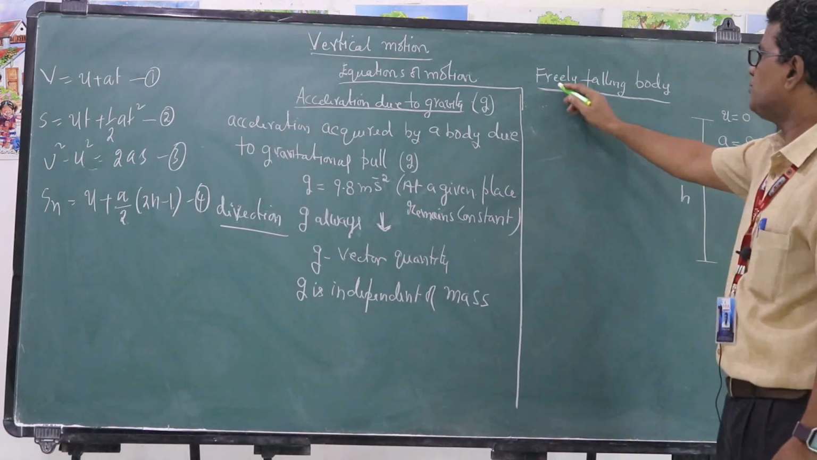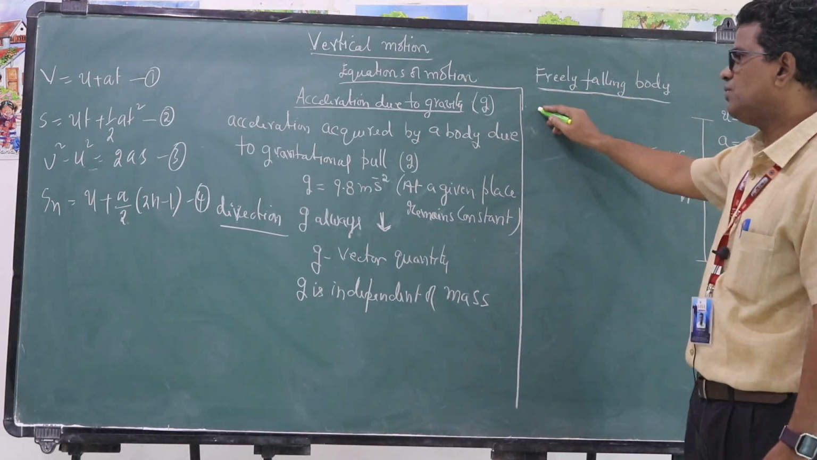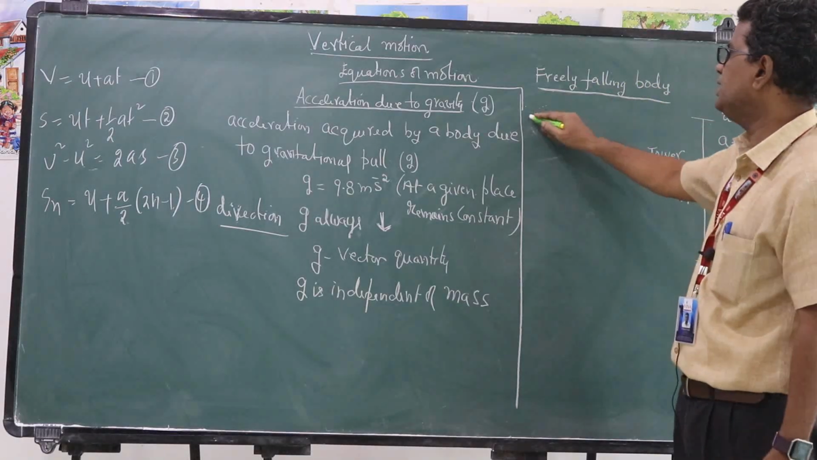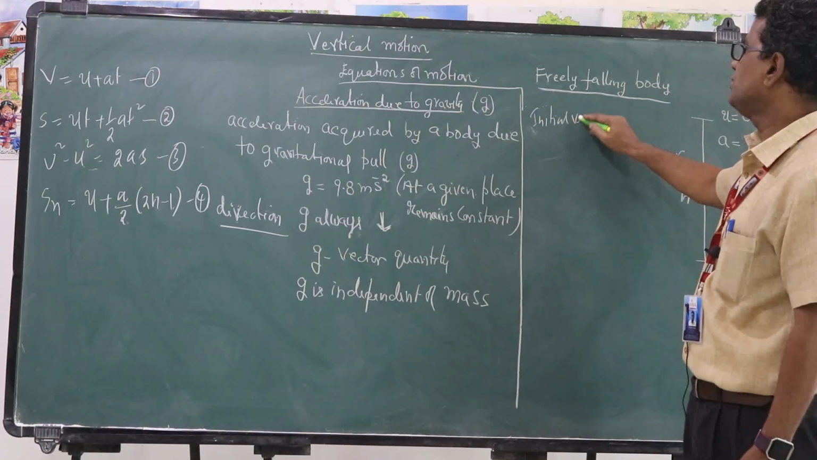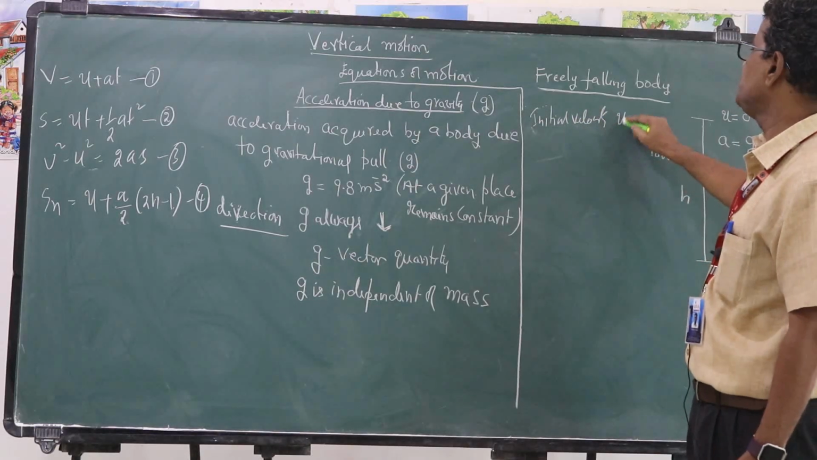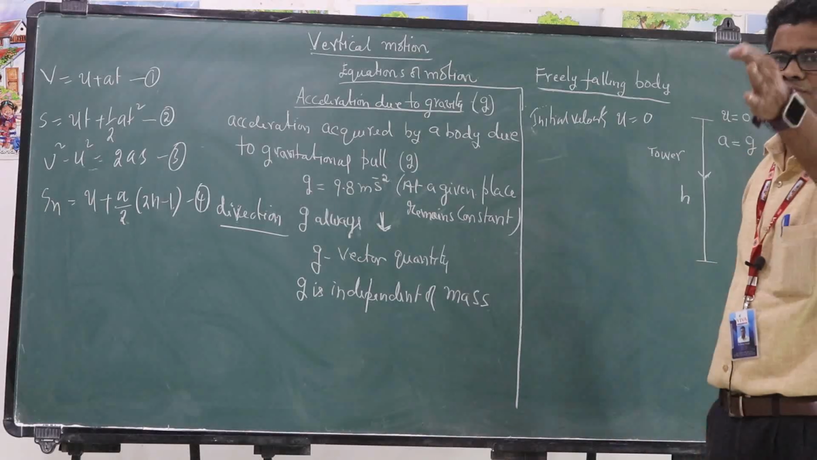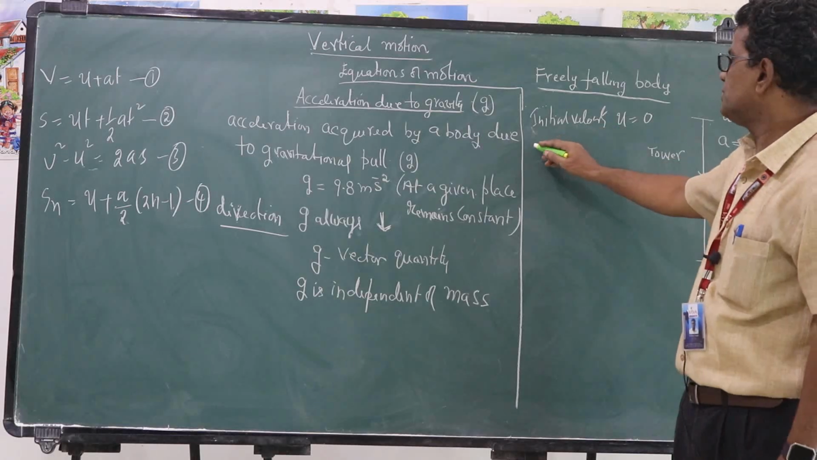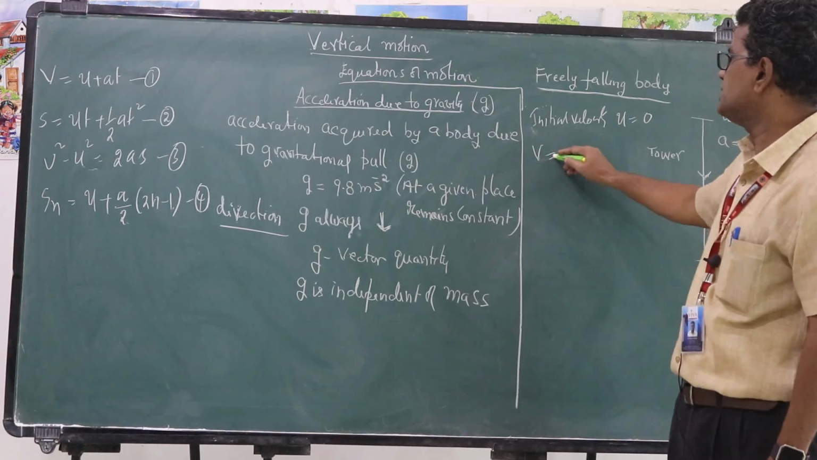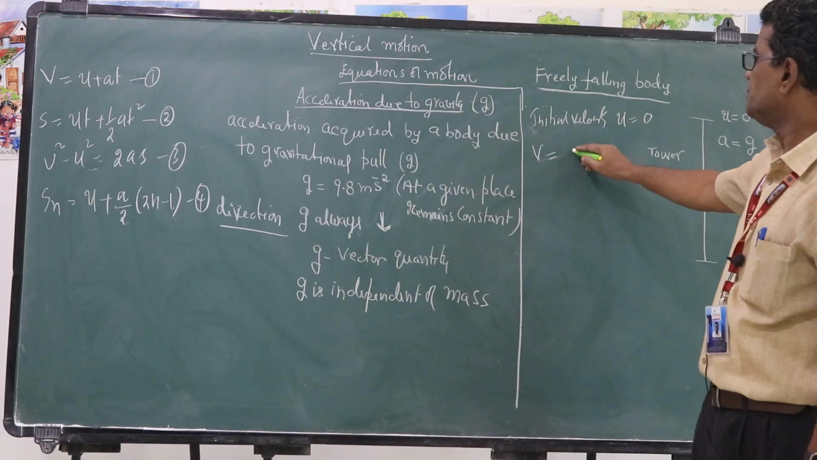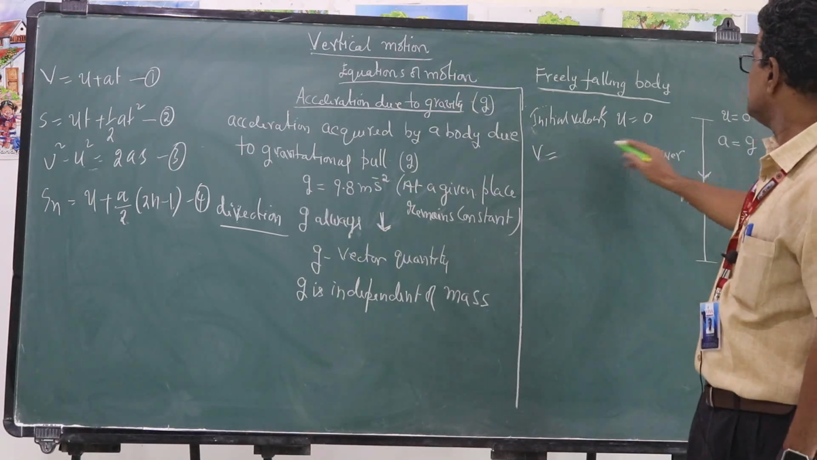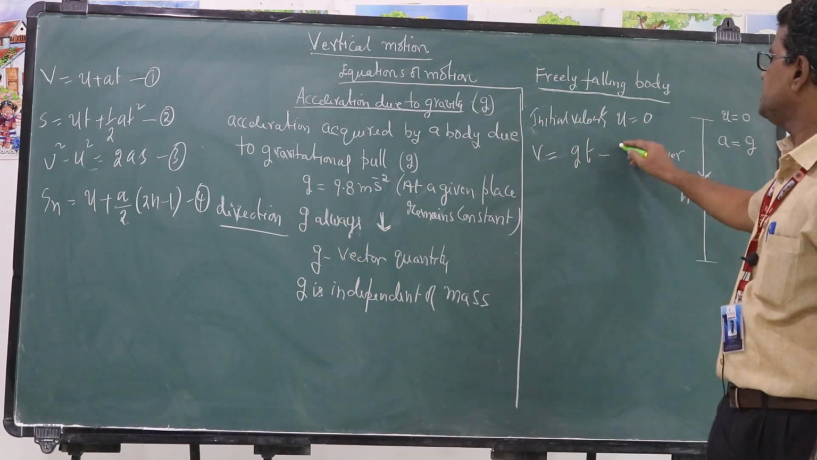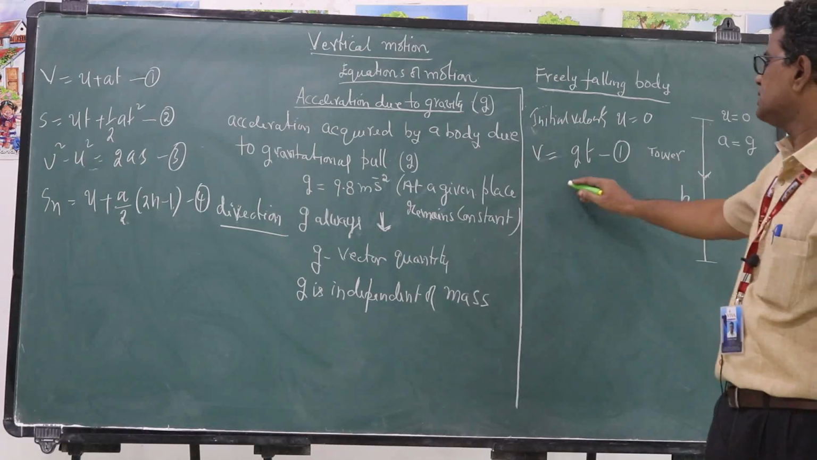Now we are going to apply them to a freely falling body. What is the initial velocity? We consider initial velocity u to be 0 if it is dropped freely. So in v is equal to u plus at, u is 0 and a becomes g. So we get v is equal to gt. That is, v is proportional to t.